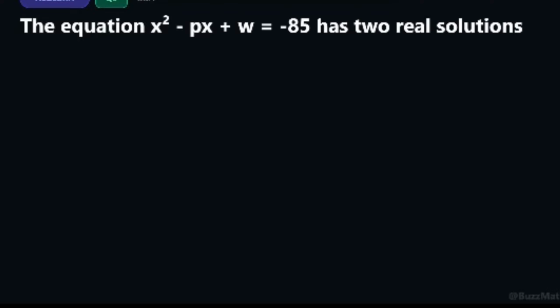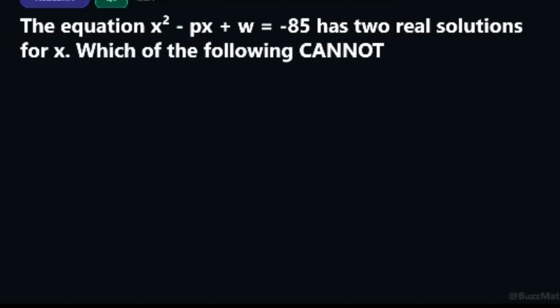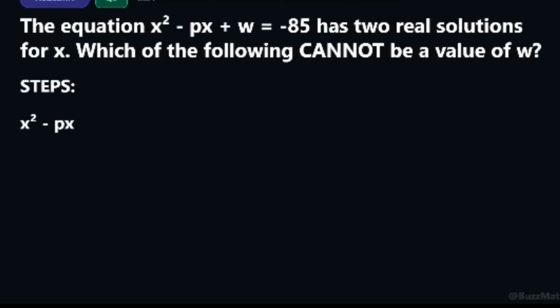Problem 4. This parameter question caused a massive panic on Reddit. The secret? You just need the discriminant. The equation x squared + px + w = -85 has two real solutions for x. Which of the following cannot be a value of w? Steps. First, we need this equation to equal 0. Let's add 85 to both sides. x squared + px + w + 85 = 0. Set to 0. To have two real solutions, the discriminant, b squared minus 4ac, must be greater than 0.